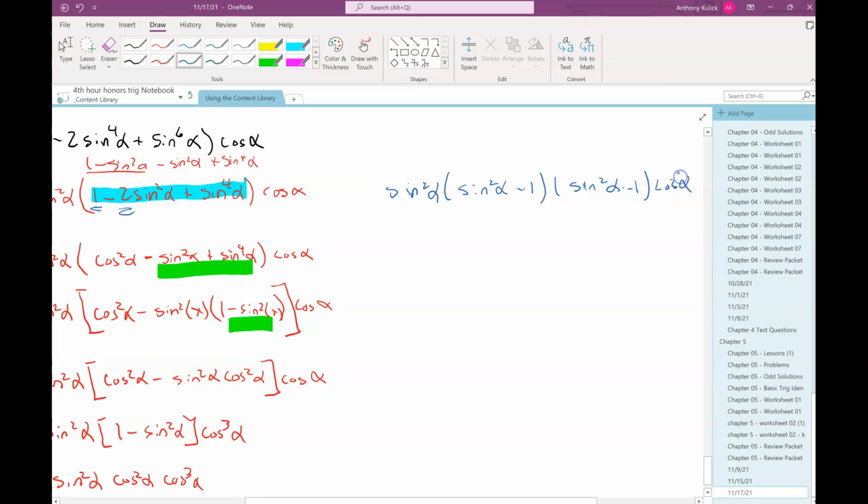Then I still have the sine squared and the cosine squared at the beginning and end. Or sine squared and cosine, excuse me. Everybody okay with that? Now, this is agonizingly close to what I want, right? I want 1 minus sine squared. I have sine squared -1. What can I do to fix that?